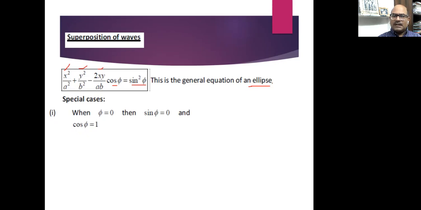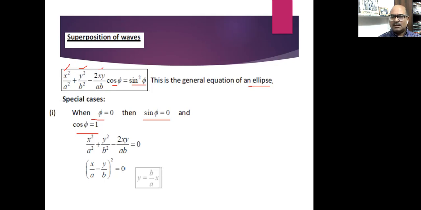We have to see the special cases. When phi is equal to 0, sine phi is 0 and cos phi is 1. So it reduces to this equation: x square by a square plus y square by b square minus 2xy by ab, which is the whole square of x by a minus y by b. So y is equal to b by a x. This is the displacement equation in the y direction we got. So if you see this, it is of the form y is equal to mx plus c, where c is 0 and m is b by a, the slope.